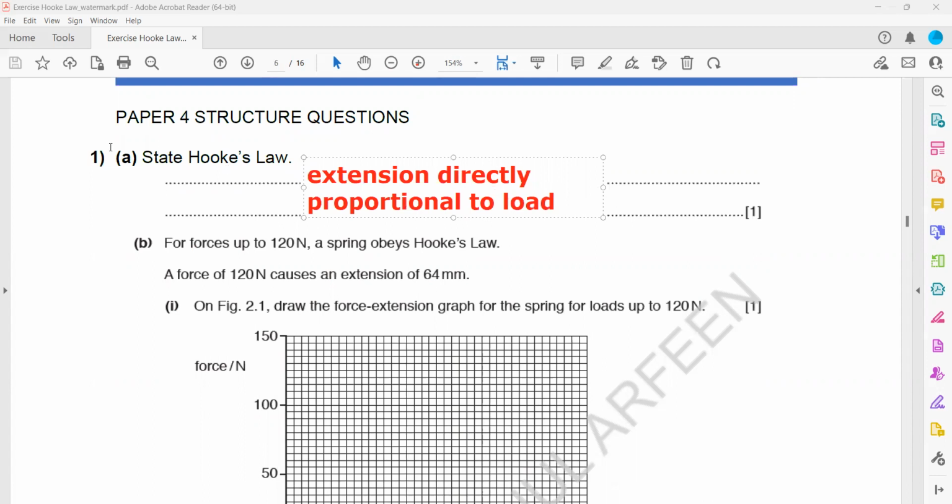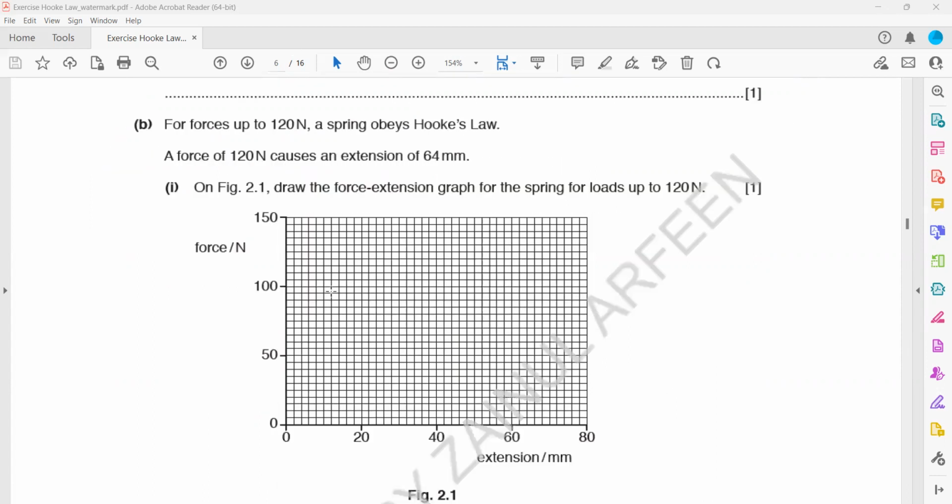The extension is directly proportional to load, that's Hooke's law. For a force up to 120 Newton, the spring obeys Hooke's law. When we apply 120 Newton, it should be a straight line as it is obeying Hooke's law. A force of 120 Newton causes an extension of 64. On the figure, draw a force-extension graph up to 120.